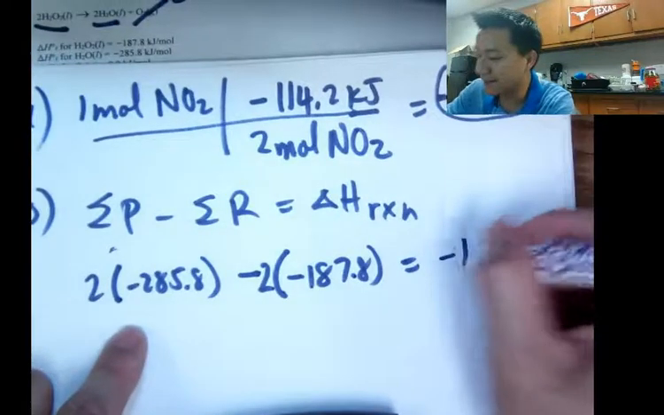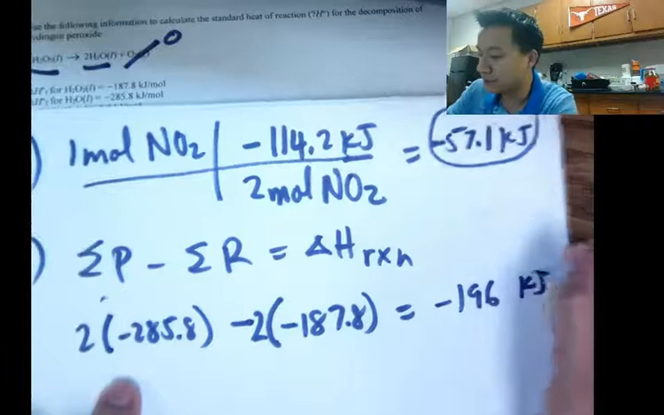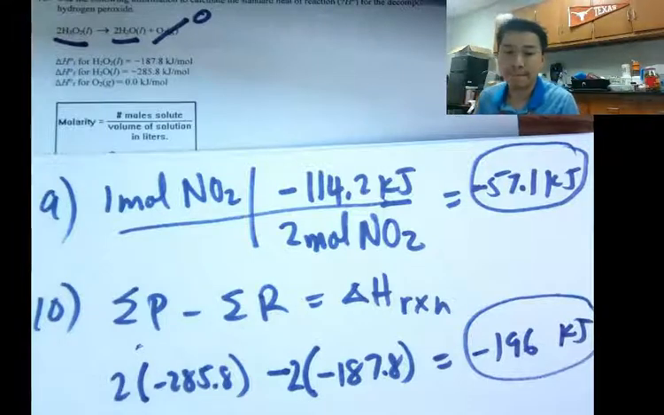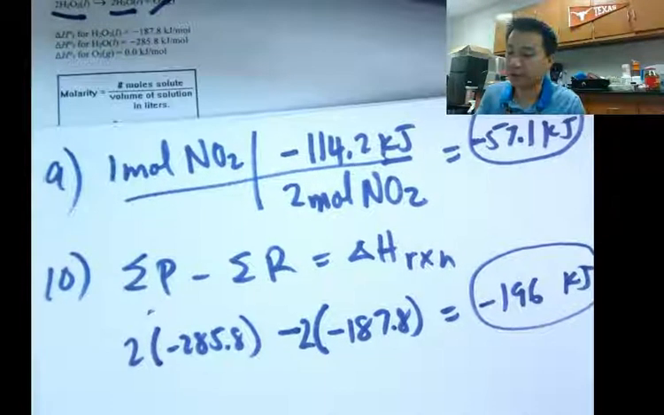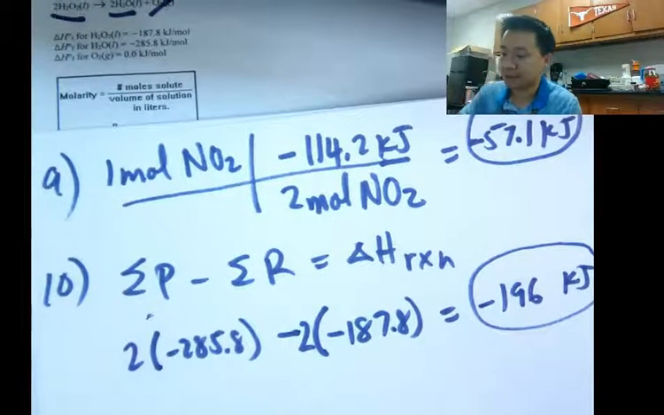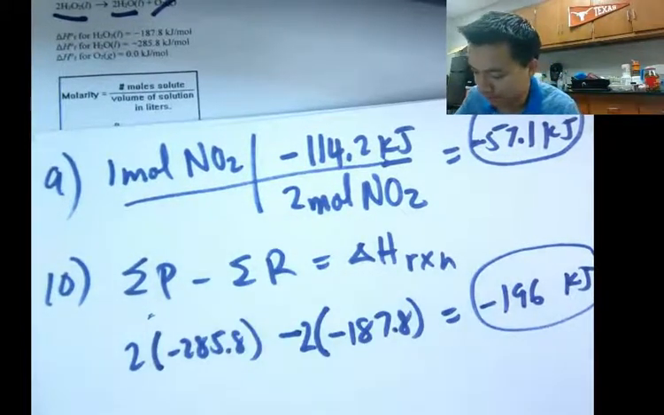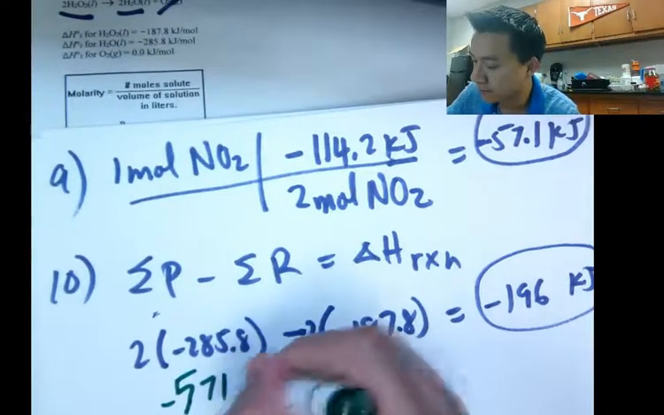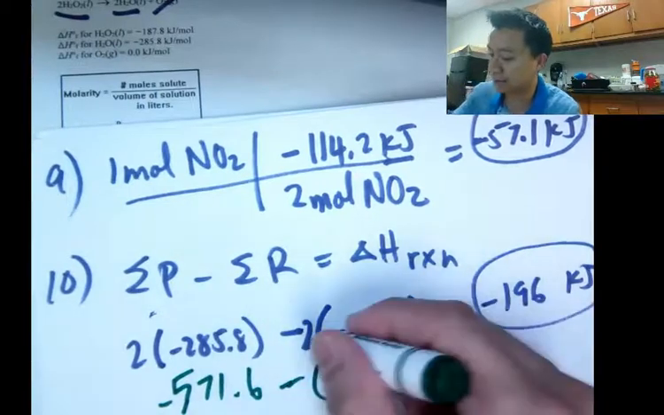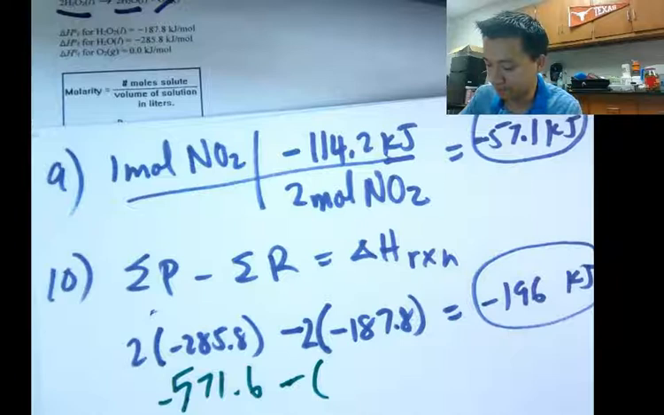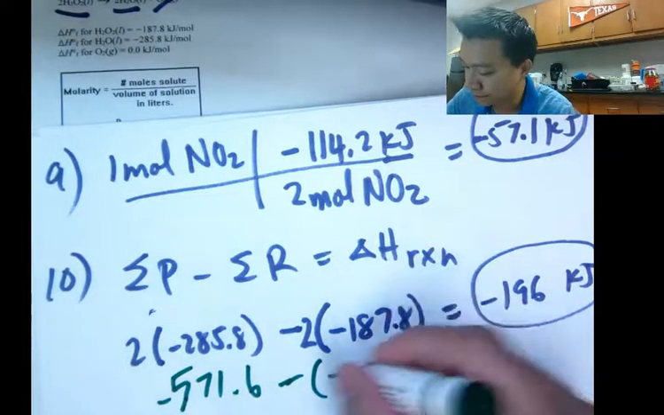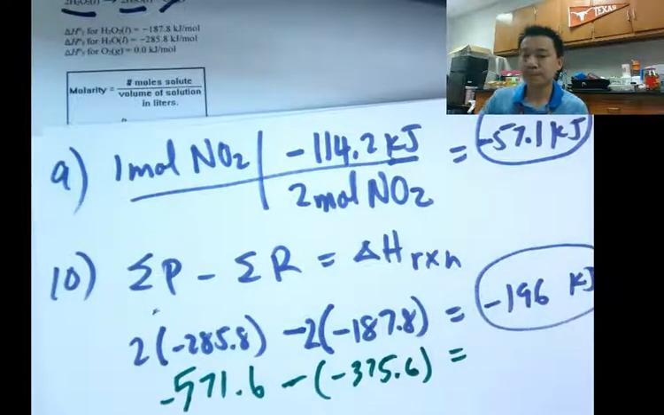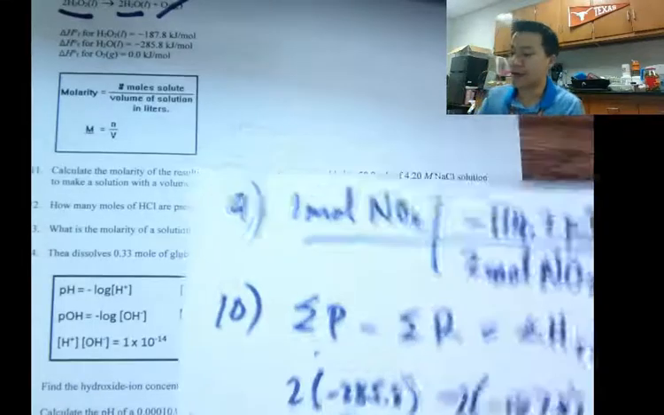And you should have got negative 196 kilojoules for that reaction. Some of you, the way we did it in class, we just got a number here: 2 times that, 285.8 times 2, that's negative 571, minus 2 times 187.8, negative 375.6 there. And you get the same thing. Okay? Okay. Number 11.